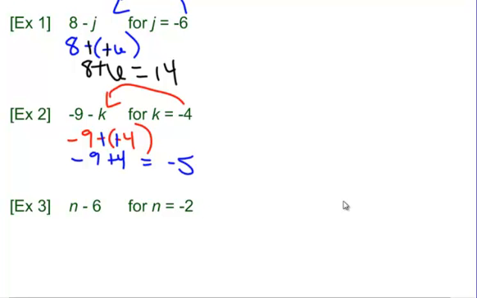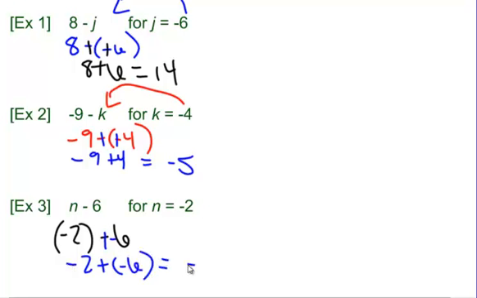Now, plug in negative 2 for n. Negative 2 minus 6. Change subtraction to addition. Change the sign of the second number. So now we have negative 2 plus negative 6. Negative 2 plus negative 6 is negative 8. Signs are the same, so we add. Sign of the higher number is negative, so it's negative 8.